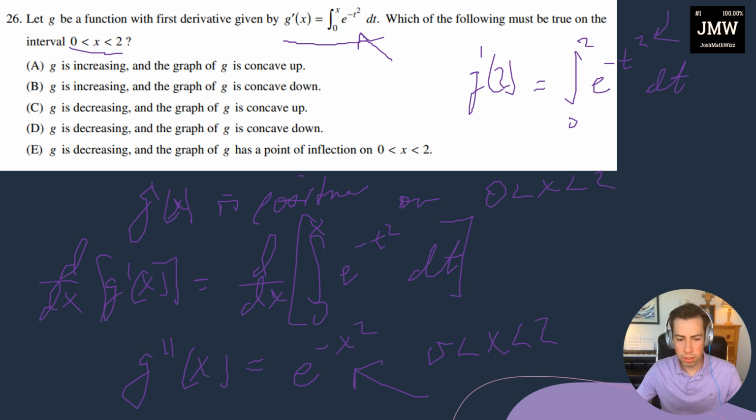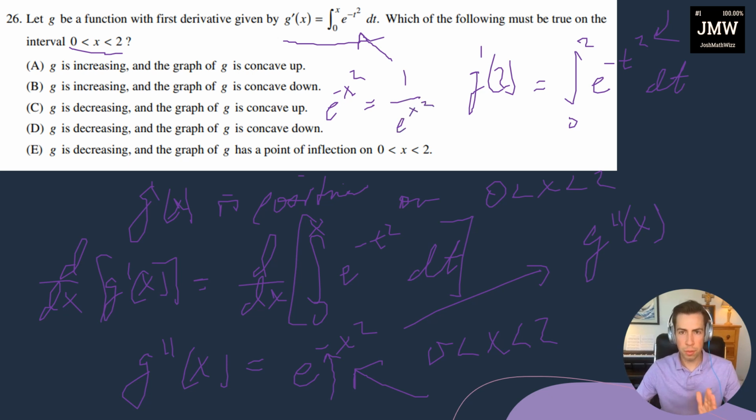Are they going to be positive or negative? And they are all going to be positive, as you can see. I think they kind of try to trick you by putting in this negative exponent. But remember, e to the negative x squared is equal to 1 over e to the x squared. So it's a fraction, but it's still positive, right? So very important. This is going to be positive.